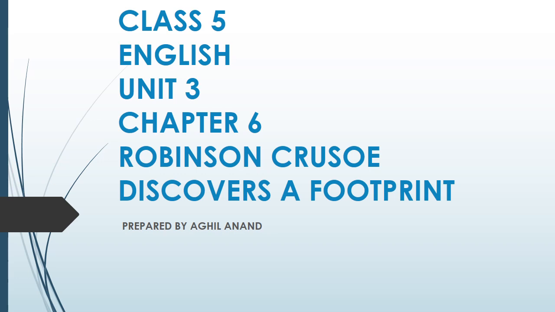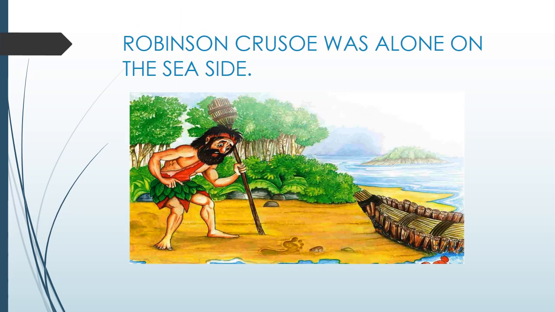Robinson Crusoe discovers a footprint. Robinson Crusoe's ship had been destroyed by the sea. Our Robinson had been alone for many years and longed for company. So, this is the story about Robinson Crusoe. He was alone on a seaside. But one day he discovers a footprint on the sand. So, let us start the story.